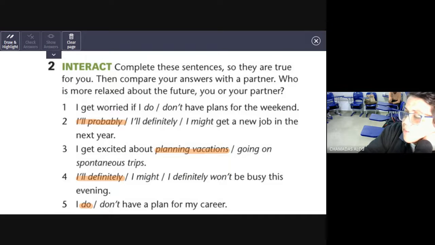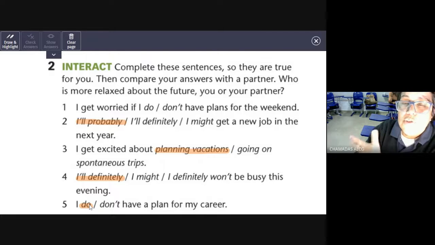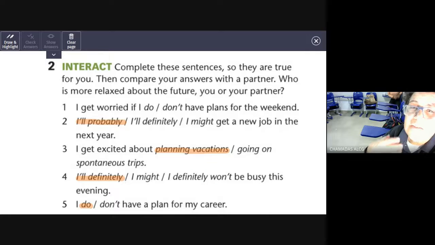Always remember that when you are using an affirmative sentence or a positive sentence and you use the auxiliary verb, it's because you want to emphasize the sentence, right? You want to stress the information you're giving. So instead of just saying, I have a plan for my career, if I say, I do have a plan for my career, you can feel that the second example is more stressed, more emphasized. Okay.